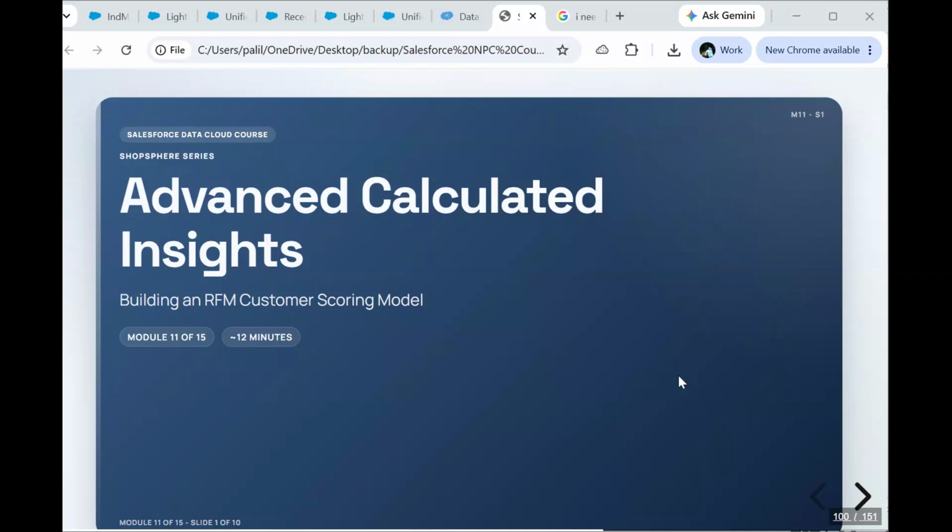In Module 10, we built our first two calculated insights, total lifetime spent and days since last purchase. Now we are going to build on those to create one of the most widely used frameworks in customer analytics, the RFM score.